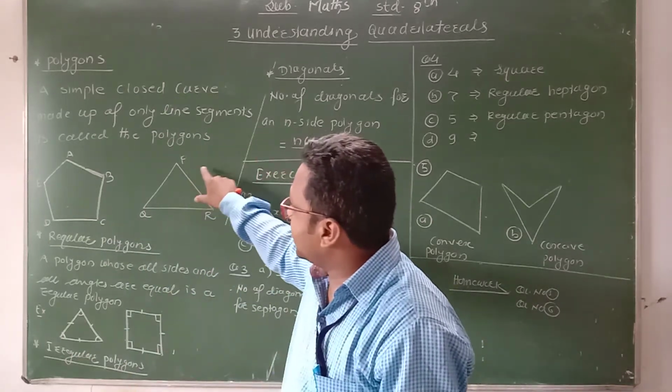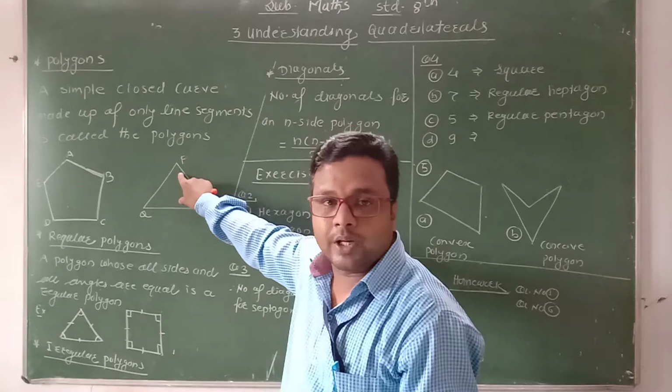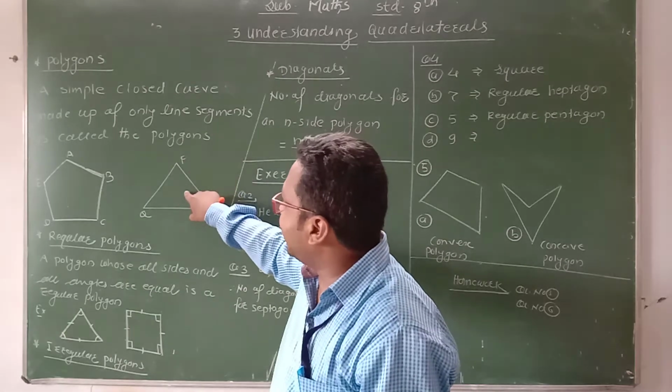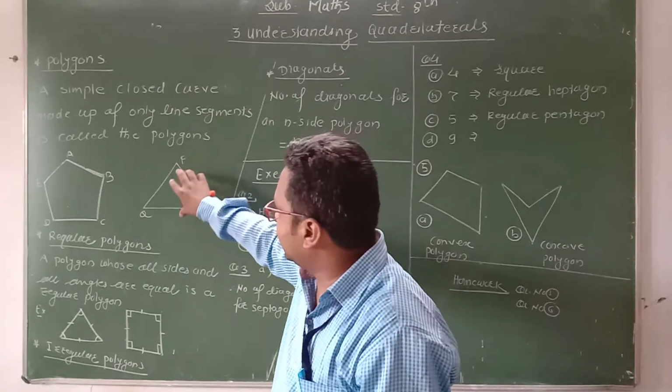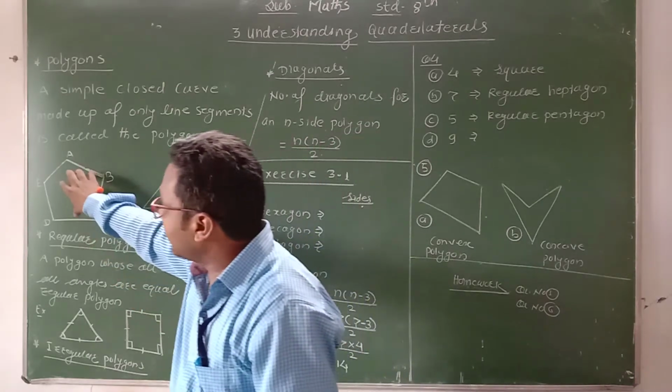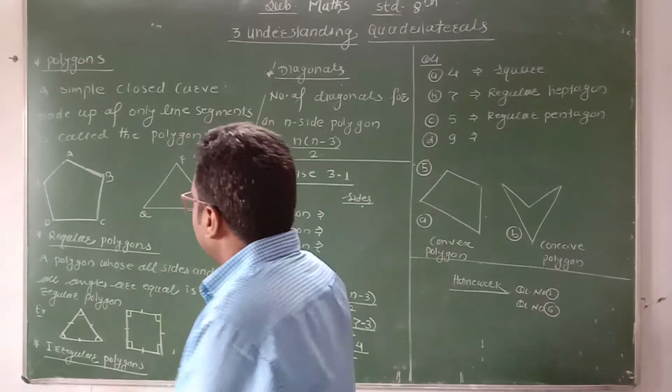Now see this triangle. This triangle is also a simple closed curve made up of line segments, three line segments, and this is also called a polygon. This is the three-side polygon, this is the five-side polygon.